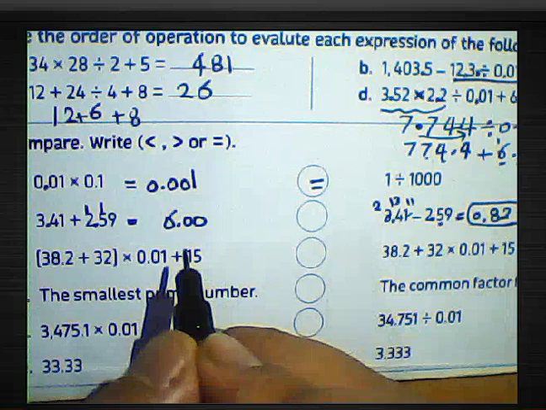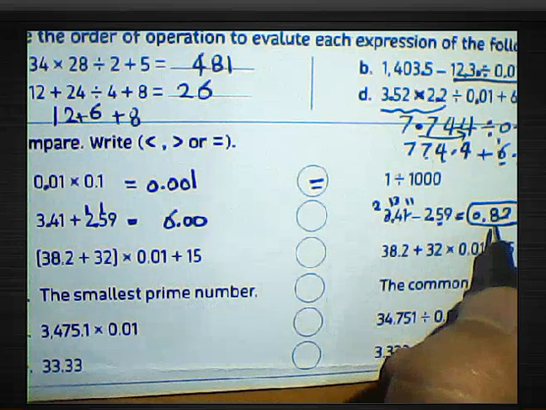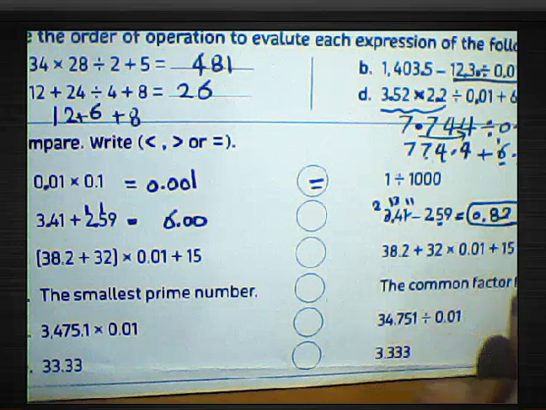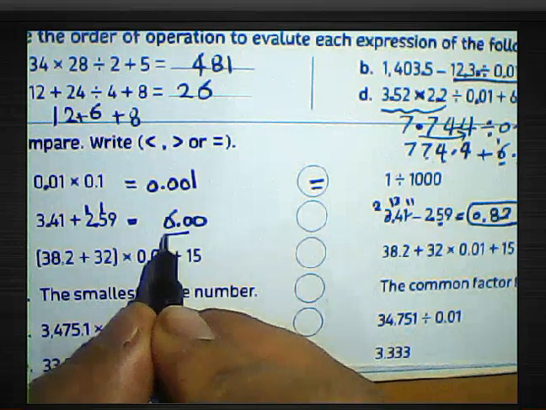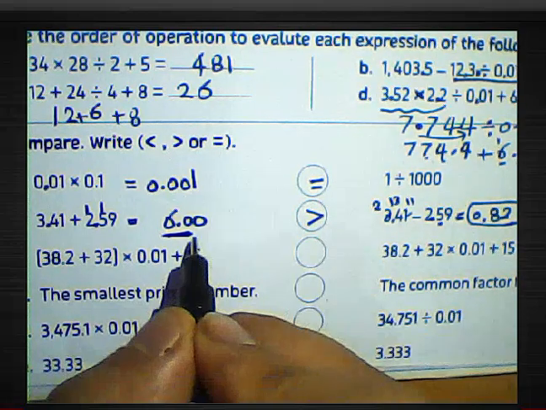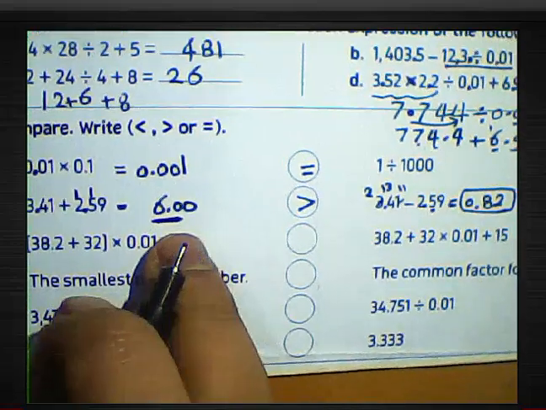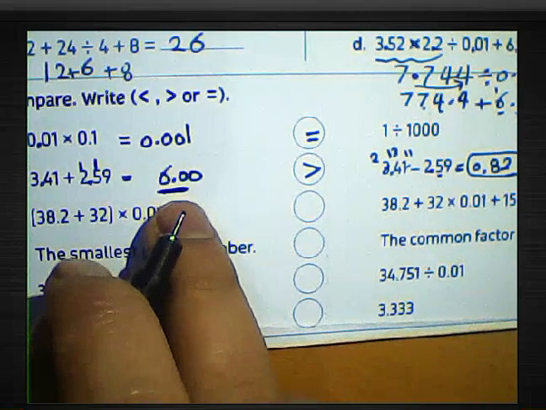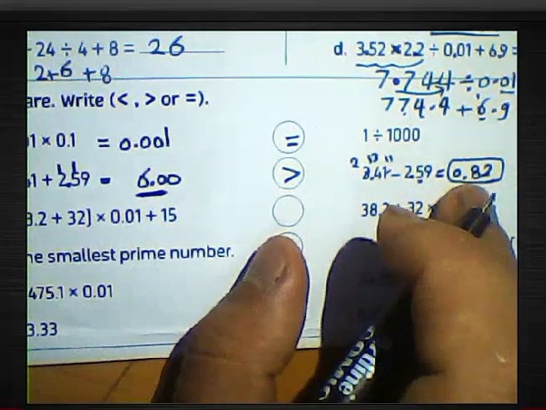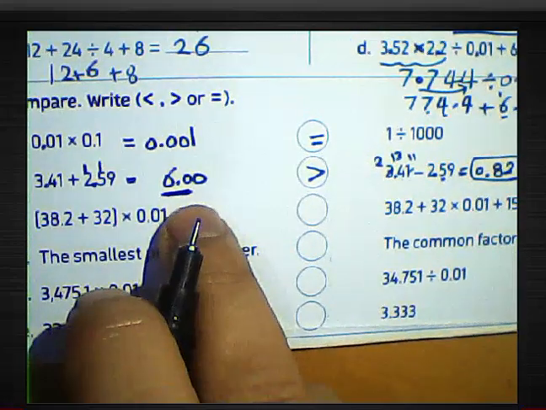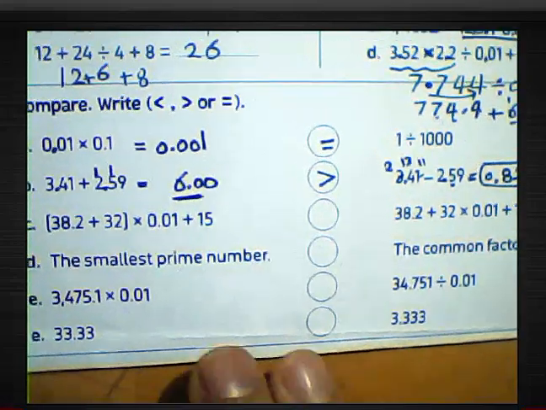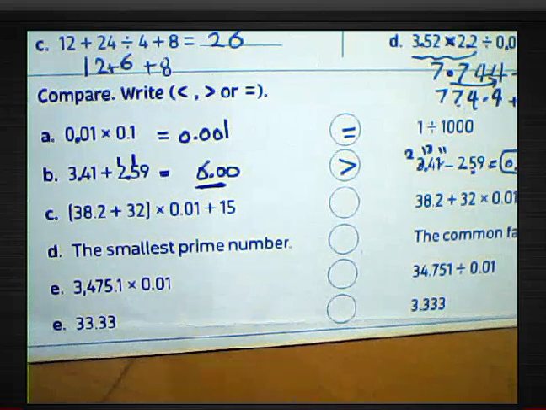Which is more, 6 or 82 hundredths? 6 is more than. It's easy for you. 6 is more than the decimal number, because here we have a whole number and here a decimal number. A whole number is greater than a decimal number. Let us see.